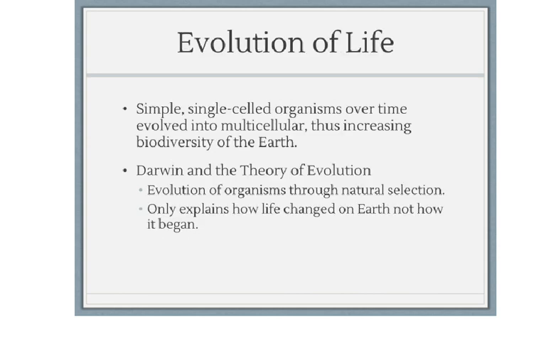And finally, we are talking about the evolution of life. Basically, it comes down to how life developed in the world. How did we go from the world being formed to where we're at now? There are obviously many theories around this, and I'm not here to tell you if you're right or wrong on what your beliefs are. I'm just here to pass on some information for you. The most common theory is that simple single-celled organisms over time evolved into multicellular organisms, thus increasing the biodiversity of the earth.